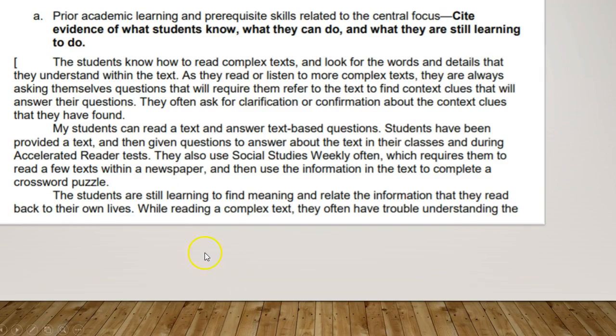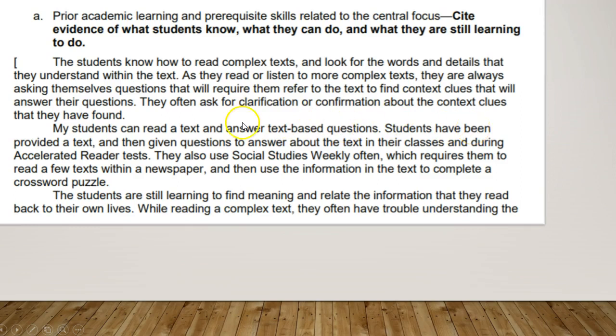Okay. Prior academic learning and prerequisite skills. This is what one student wrote: The students know how to read complex text and look for the words and details. My students can read a text and answer text-based questions.